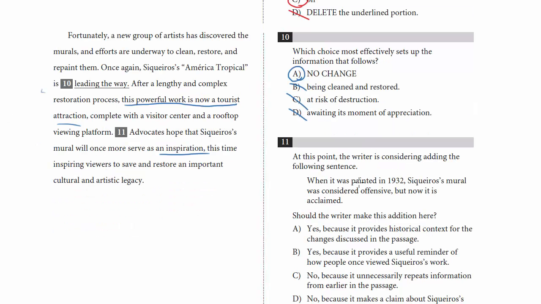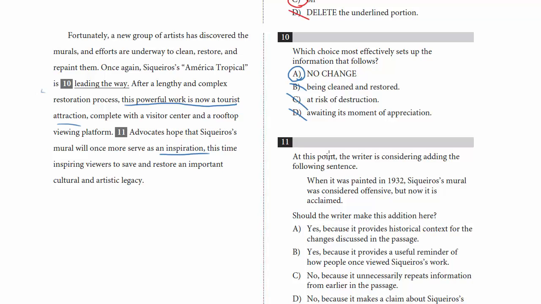Number 11. At this point, we want to add this sentence. When it was painted in 1932, Siqueiros' mural was considered offensive, but now it is acclaimed. It seems to me, on the one hand, this would kind of fit because previously we read that this mural was something that was so offensive that it was painted over, and now it's like a tourist attraction. But on the other hand, that's kind of assumed and understood in what's going on here. Does this really add anything new or anything that needs to be emphasized? Not really. We know previously this thing was not really respected and it was censored, essentially. But now it has been restored, and it's an inspiration.